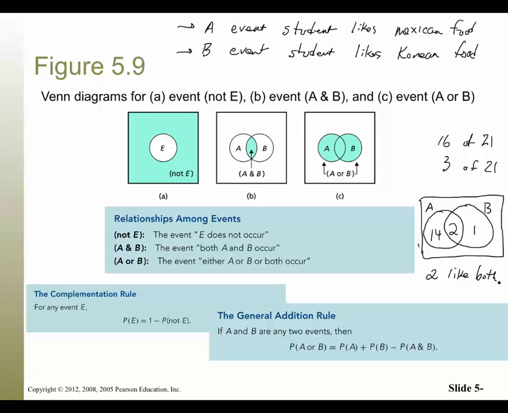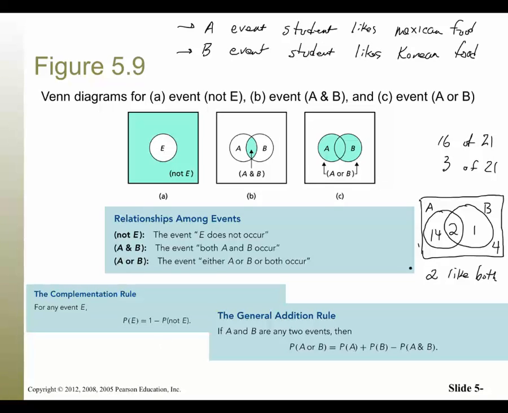And then are we done? So no, because this only accounts for, of the 21 students, 17. Therefore, there's 4 left. And who are those 4 people? Don't like either, right? So this diagram then shows visually what the class is like in terms of these food preferences. Okay?